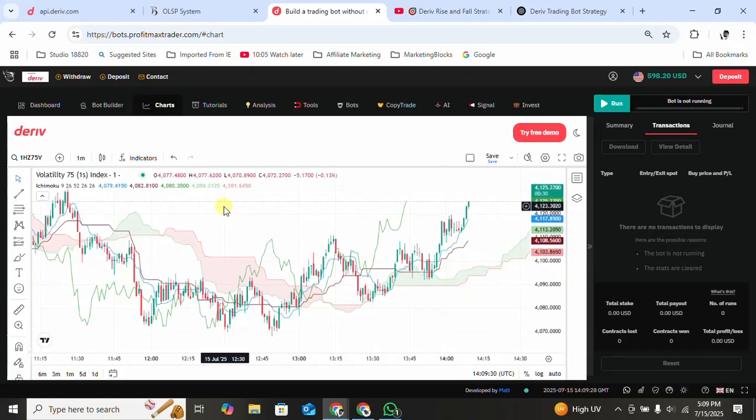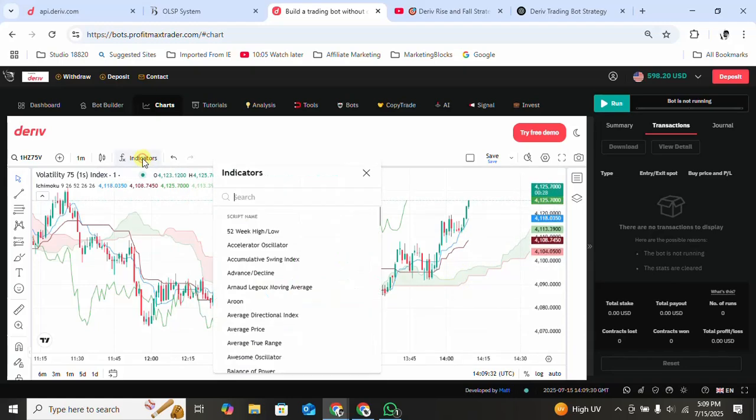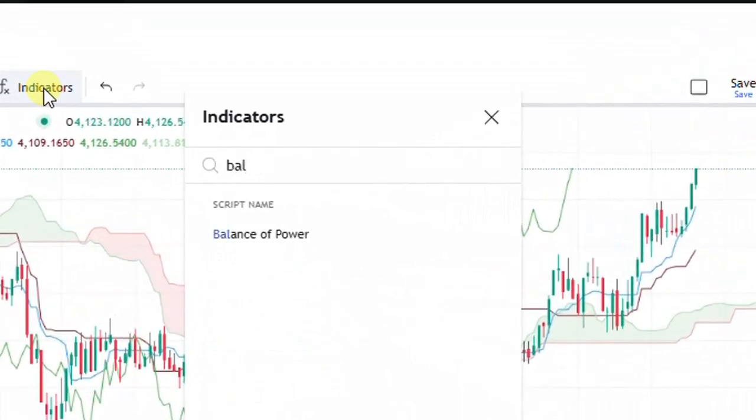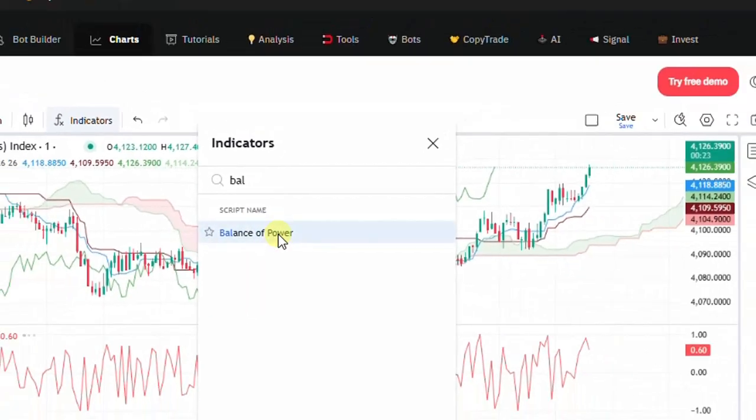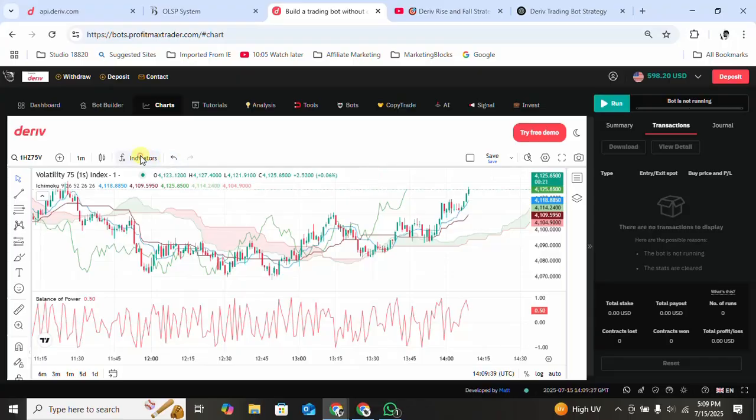Okay, now let's add 2 more indicators. We have the Balance of Power, and then we have the MACD.